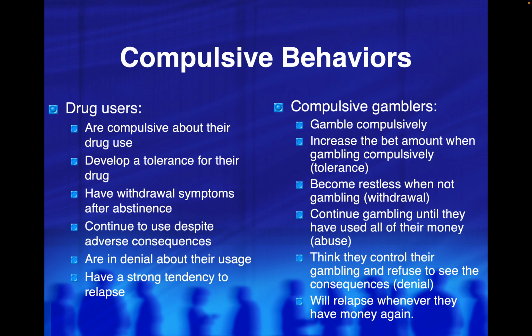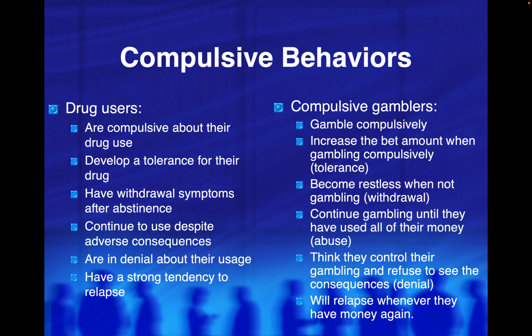The compulsive gambler increases the bet amount when gambling compulsively. They build up a tolerance. The drug users have withdrawal symptoms after abstinence. The compulsive gamblers become restless when not gambling, a sign of withdrawal. Drug users continue to use despite adverse consequences. Compulsive gamblers continue gambling until they have used all their money.